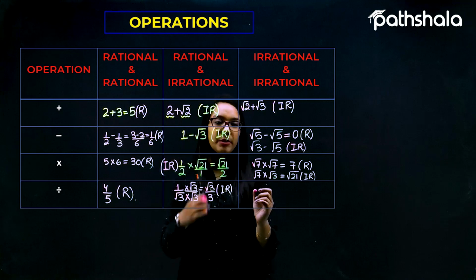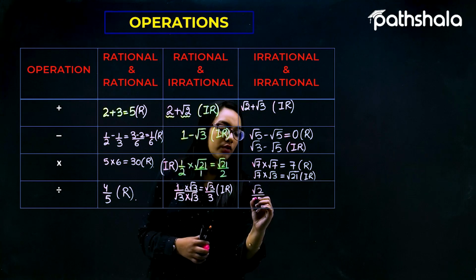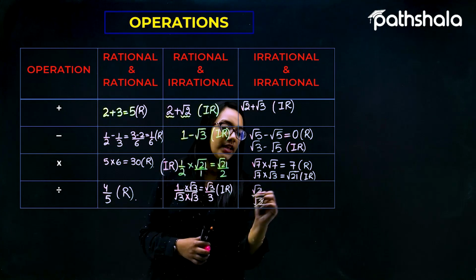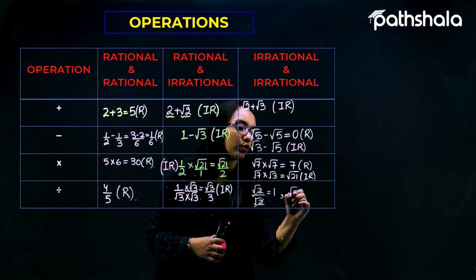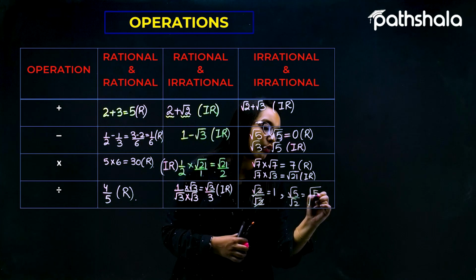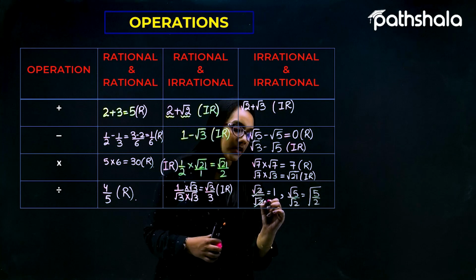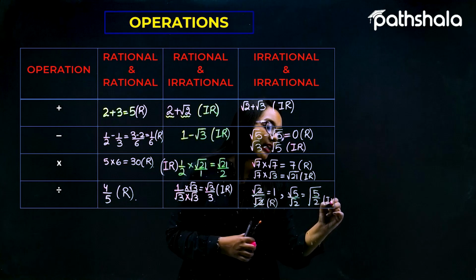Let us suppose we are talking about division. If we take root 2 and root 2, and divide root 2 by root 2, we get the answer as 1. Or if I divide, let us suppose, root 5 by root 2, it will result in the answer square root 5 by 2. So this can be a rational number, or it can be an irrational number.